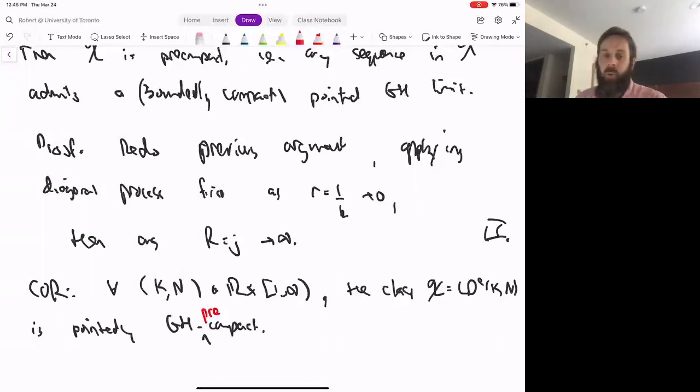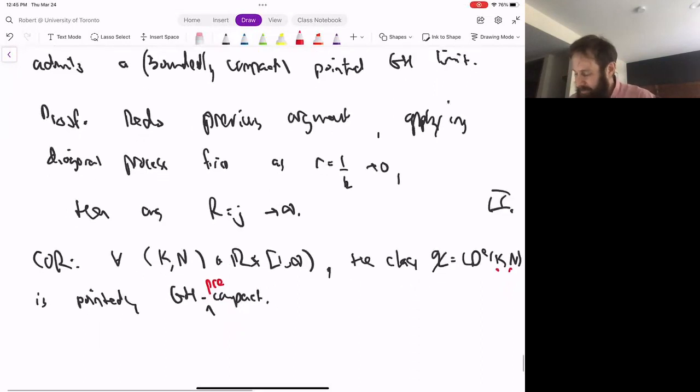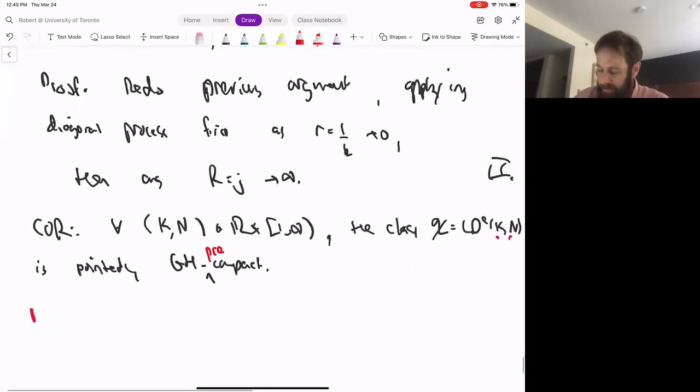So in other words, the limit will be a metric space, but we haven't yet said what the measure on the limiting metric space should be in order for it to inherit the curvature dimension bounds of the approximating sequence. So our goal for next week will be to eliminate the pre part of this compactness result. But anyhow, let me just prove the precompactness, and this is very easy.